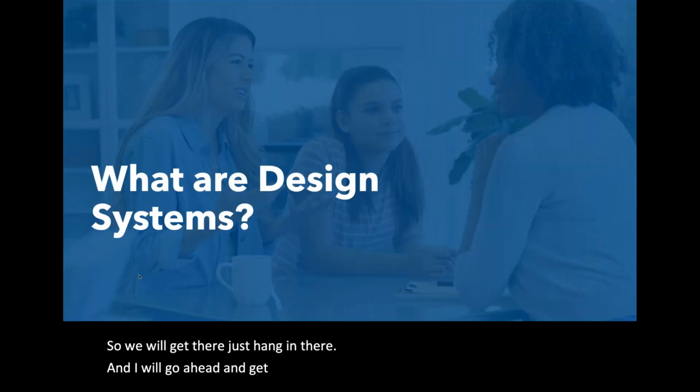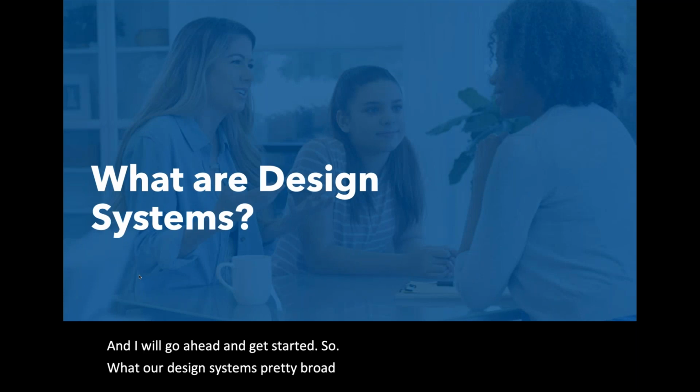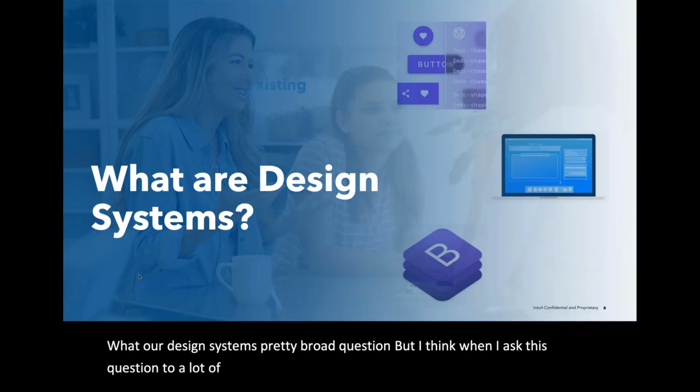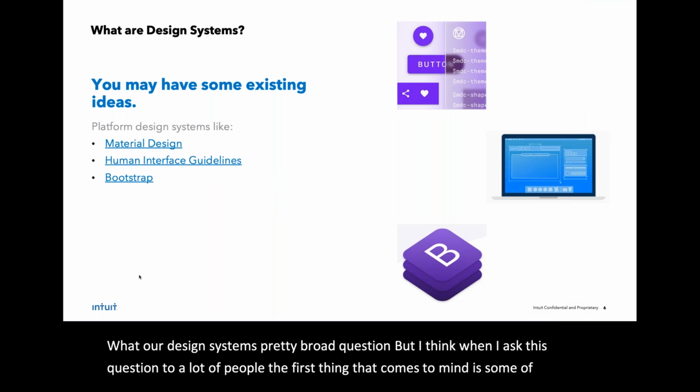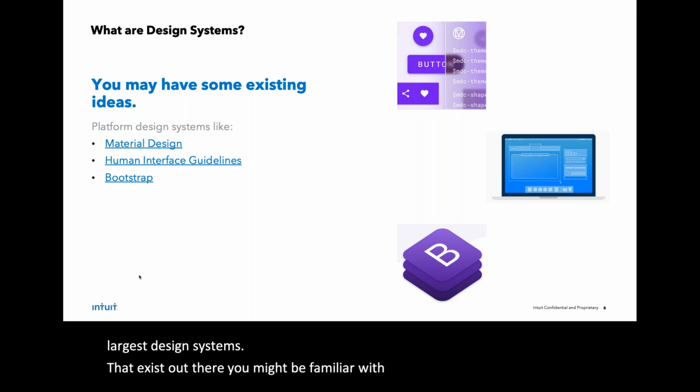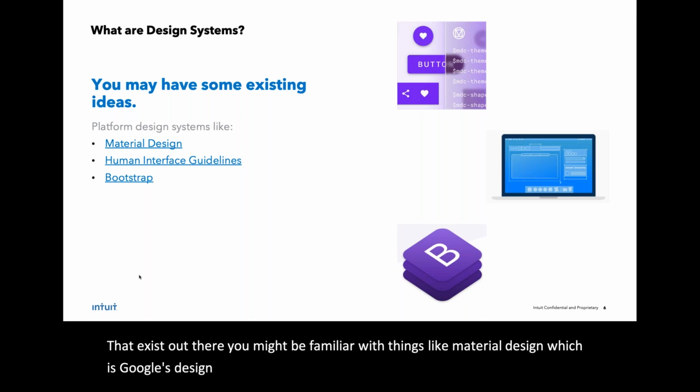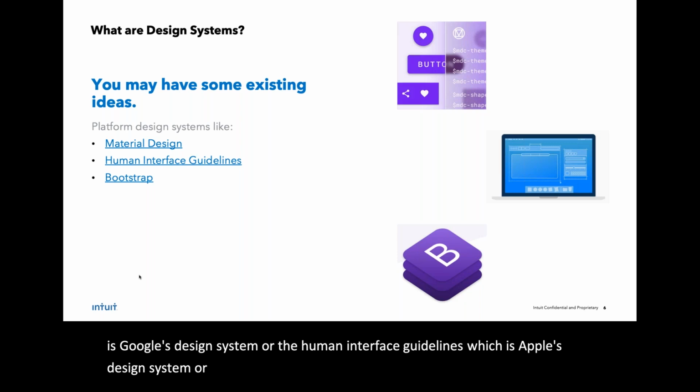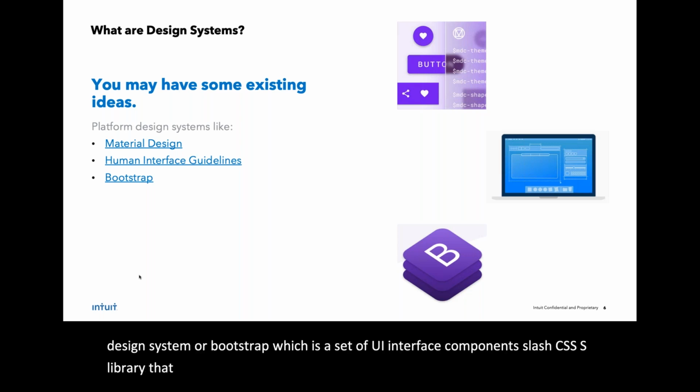So what are design systems? Pretty broad question. But when I ask this question to a lot of people, the first thing that comes to mind is some of the largest design systems that exist out there. You might be familiar with Material Design, which is Google's design system, or the Human Interface Guidelines, which is Apple's design system, or Bootstrap, which is a set of UI interface components and CSS library that has become really popular on the web.